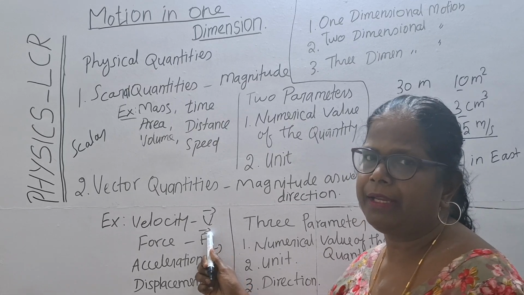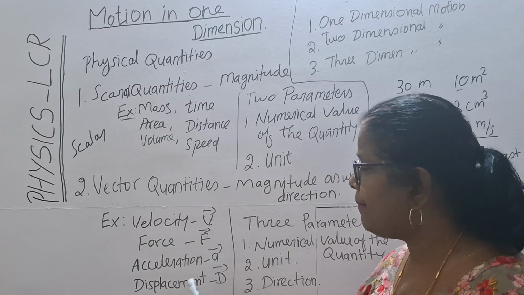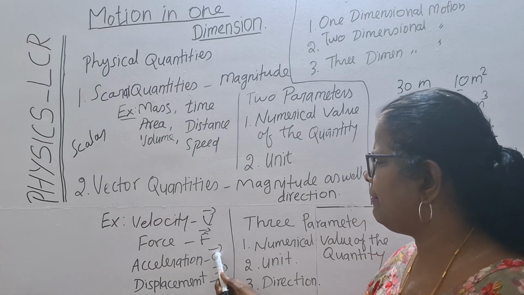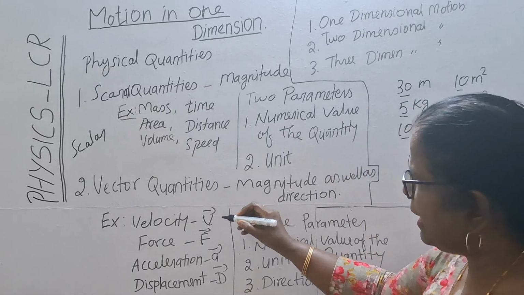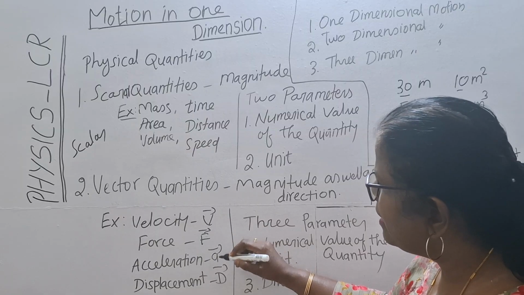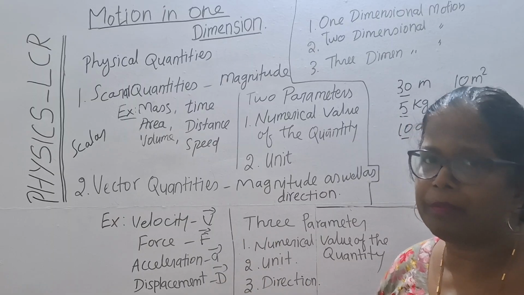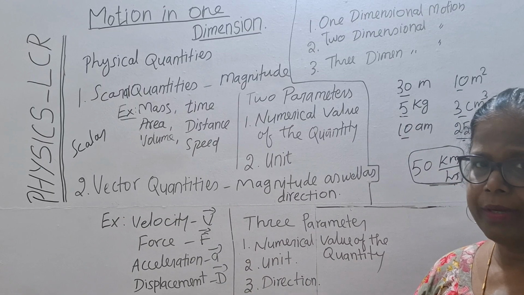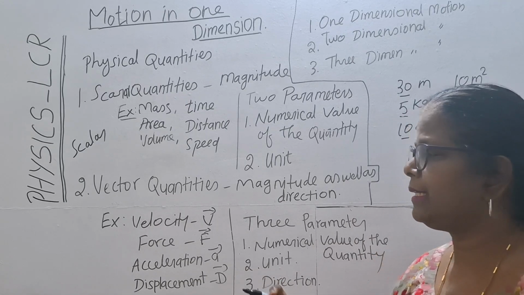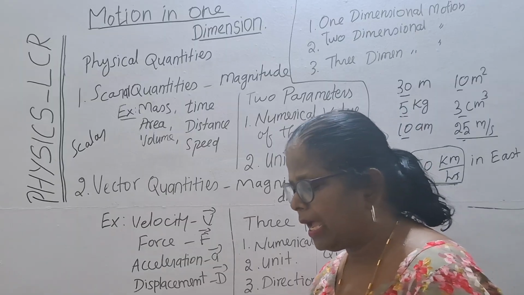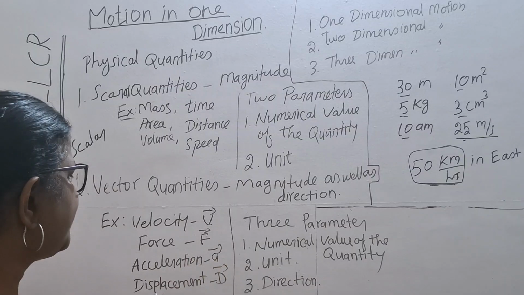Velocity is capital V, force is capital F, acceleration is small a, displacement is D. Over all these letters we give an arrow mark. Why is the arrow mark given in vector quantities? The arrow mark means it has a direction. The arrow mark is mentioning the direction.